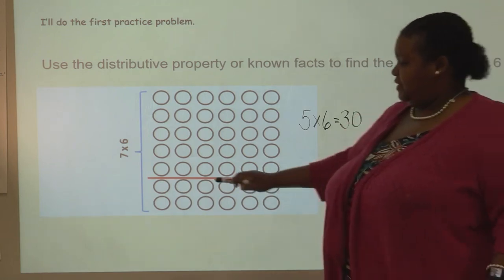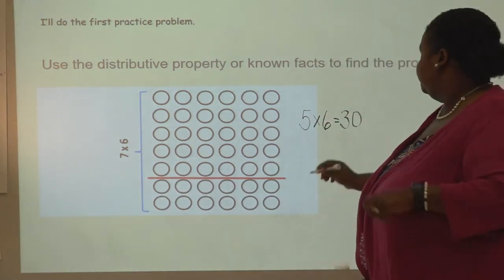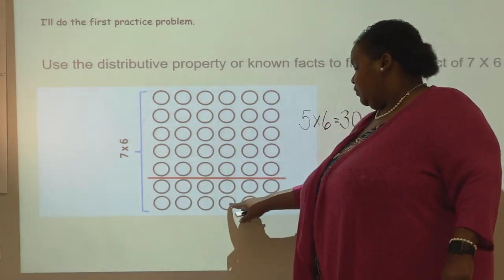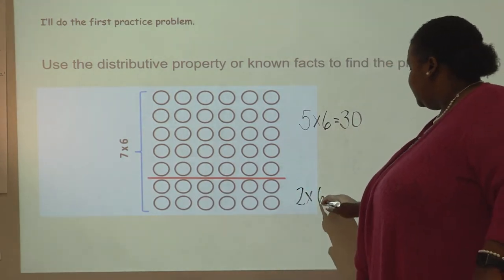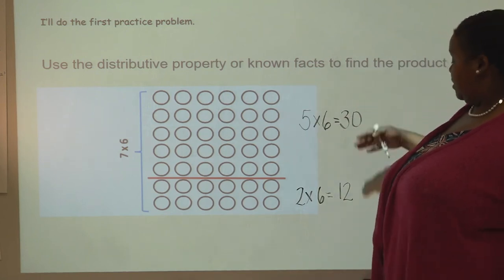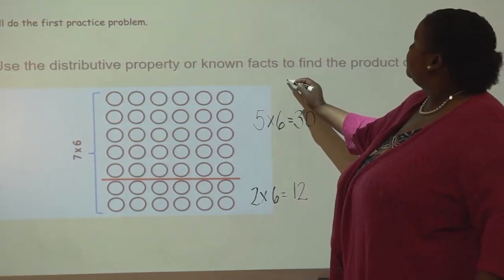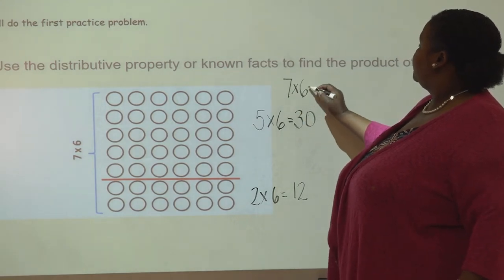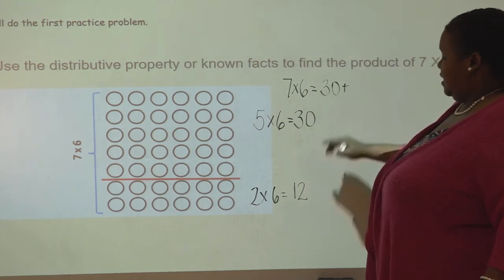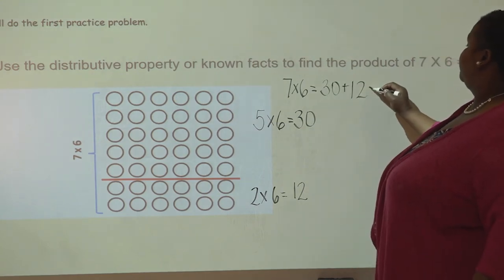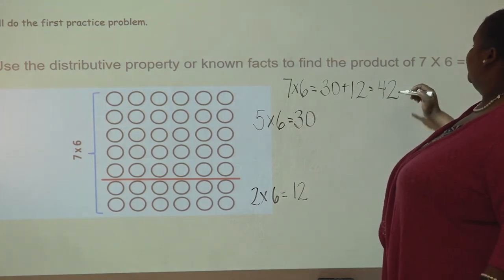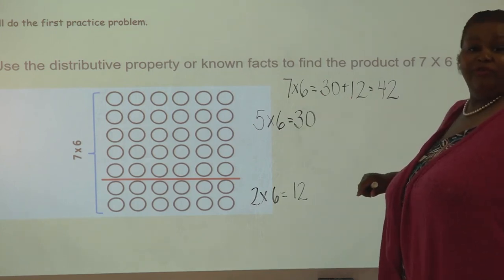Let's go to my bottom, see how they chunked it. 2 rows. How many are in each row? 1, 2, 3, 4, 5, 6. 2 times 6 equals 12. So to find 7 times 6, I'm going to put my 2 chunks back together again. 7 times 6 is equal to 30 plus 12. When I add my 30 plus 12, it comes to 42. 7 times 6 equals 42.